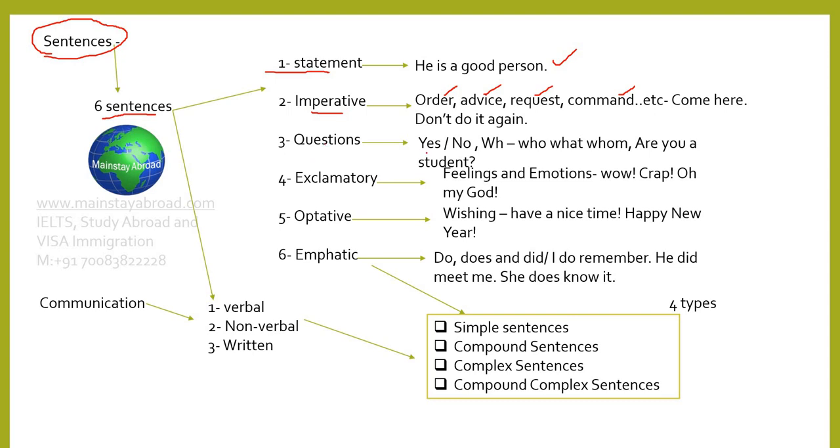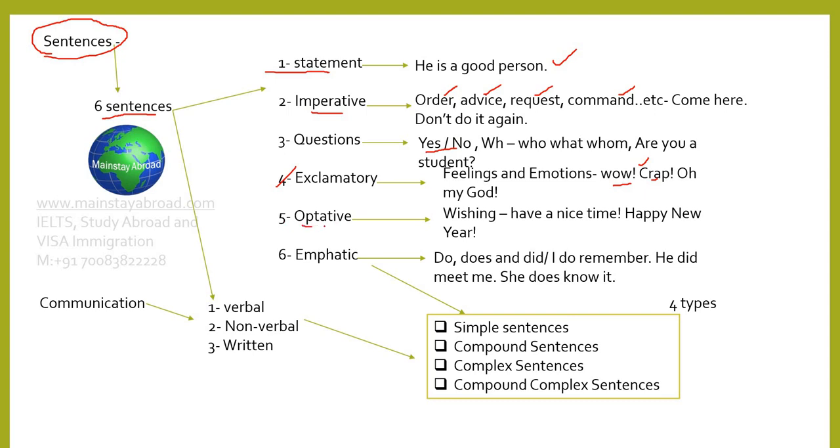Questions: there are two types of questions. One is the yes-no question, which is a form of auxiliary verbs, and the other is the WH question, like who, what, whom. "Are you a student?" is a yes-no question, yes or no. "What class are you in?" is a WH question. Exclamatory is another sentence. It's all about your feelings and emotions, like "Wow!" and there is an exclamation mark also given. The way we give a question mark in a question sentence, we use an exclamation mark in an exclamatory sentence.